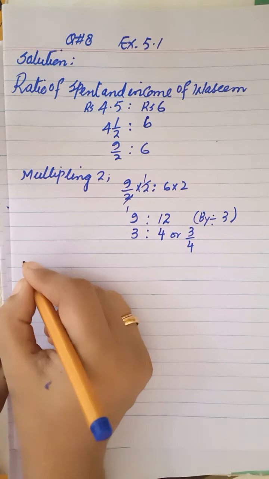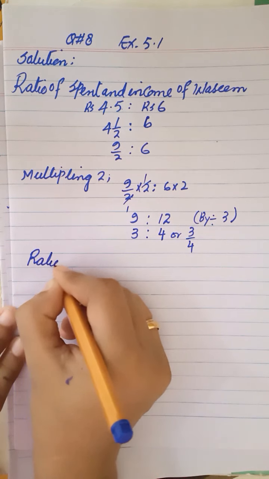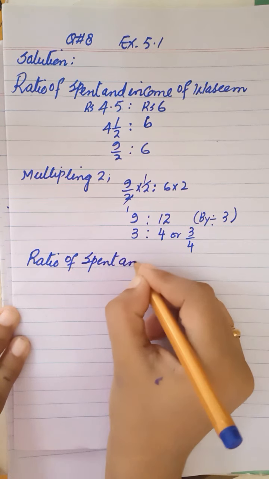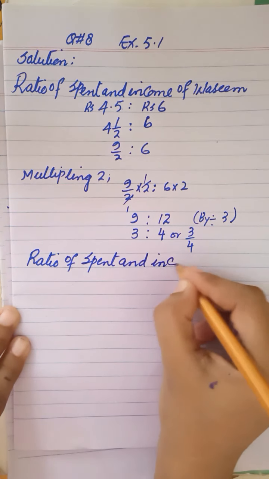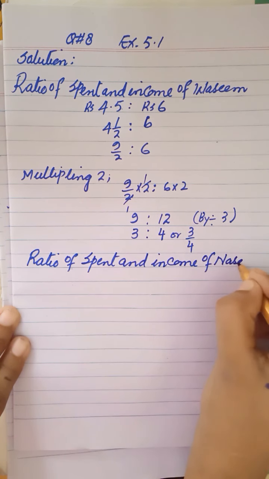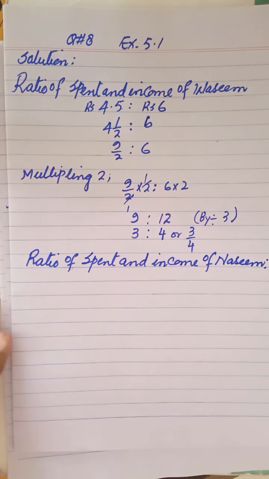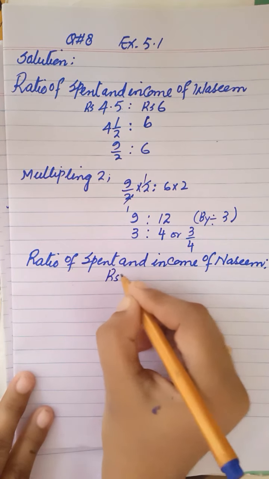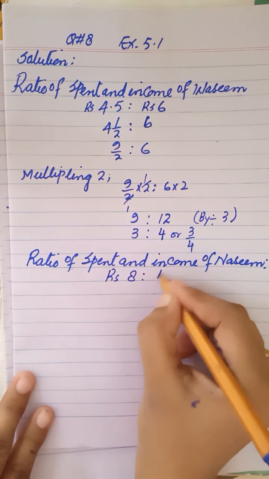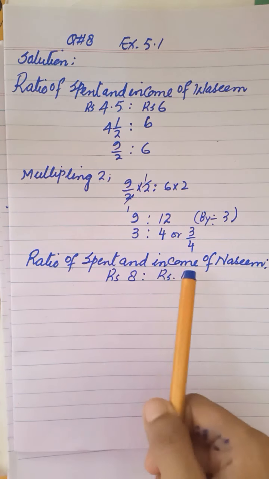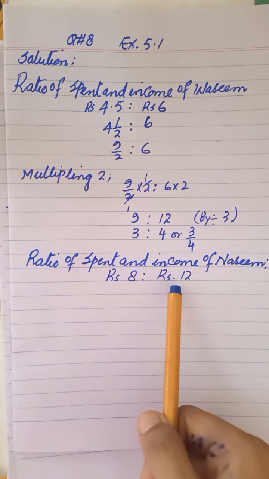Now we will find the ratio of spend and income of Naseem. Okay. Now what is the spend and income of Naseem? In the book it is given rupees 8 and rupees 12. That is the expenditure of Naseem, and the income of Naseem is 12.